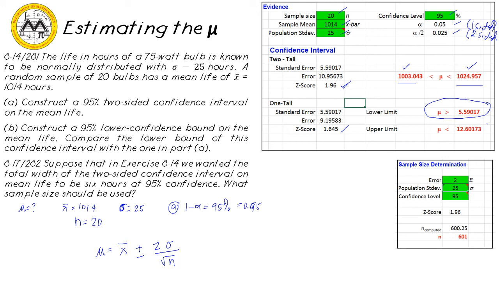For 8-17, if we wanted a total width of 6, so if this is the true mean, this is x bar. When we are approximating the total width, that's 6. So we use the error to be 6 over 2, which is 3. And then the population standard deviation would be 25, and the error should be 3. And then the confidence level is 95%. So we use 1.96. I think this is wrong.